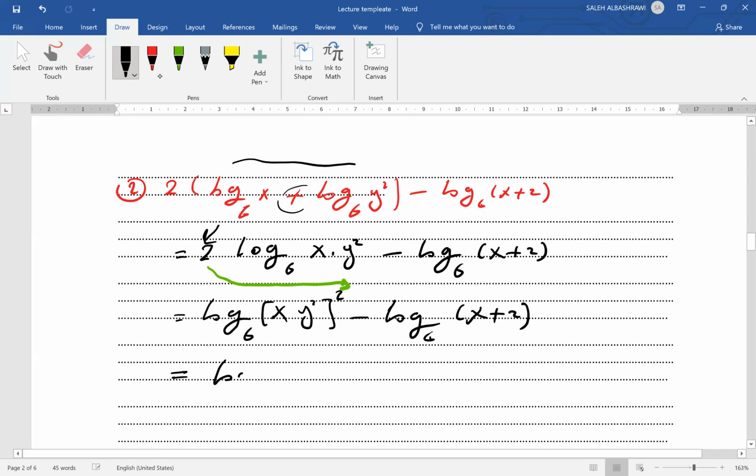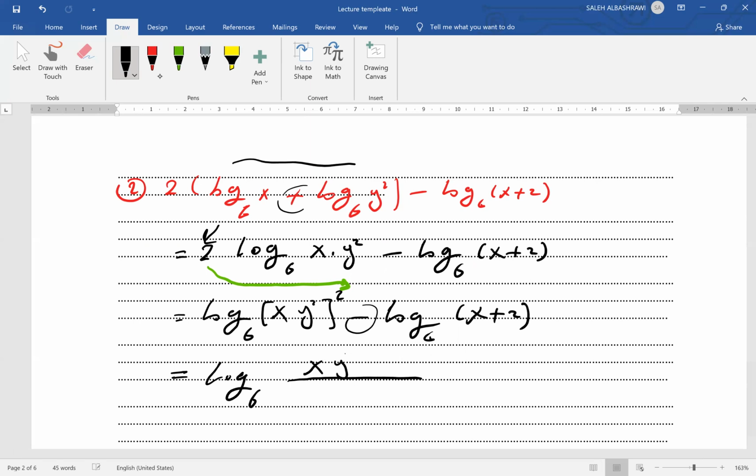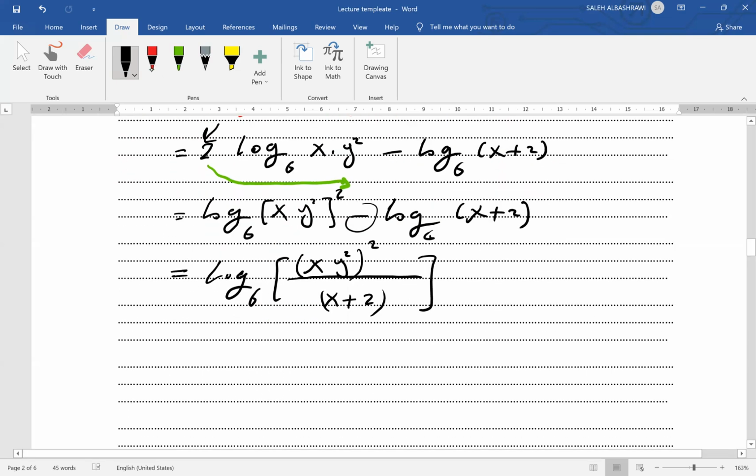Which is equal to just one logarithm, a single logarithm, base 6 of, since I have minus there, it means we have division: x y squared all to power 2 divided by x plus 2. So this is how to write an expression with a single logarithm with coefficient 1. One more example, number 3.